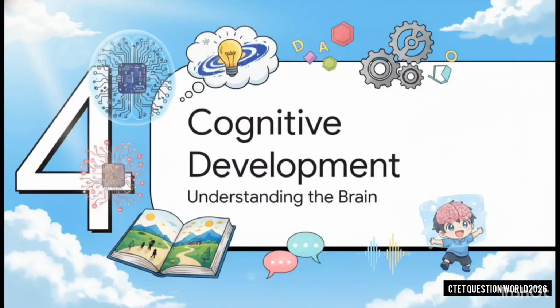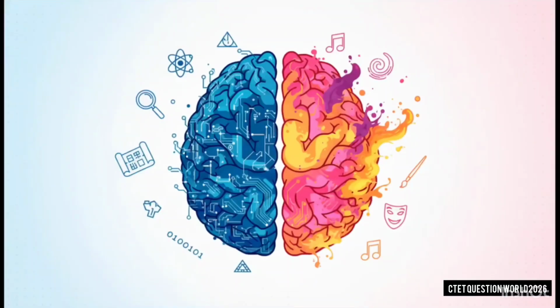Finally, Section 4, Cognitive Development and the Brain. Now let's talk about the processing center, how intellect, logic, and imagination actually evolve. When we discuss cognition, we have to talk about how the brain is functionally divided into two spheres. You have the left brain, which is your analytical powerhouse. It's strictly logical, highly structured, and handles things like science, math, and language. It demands order.